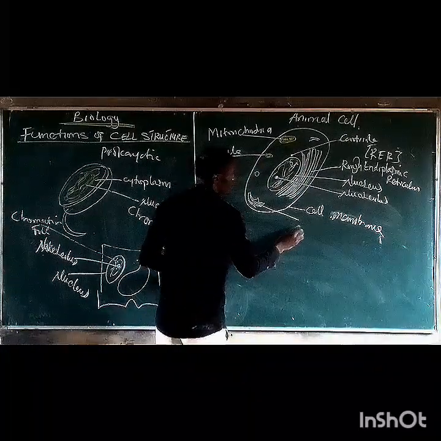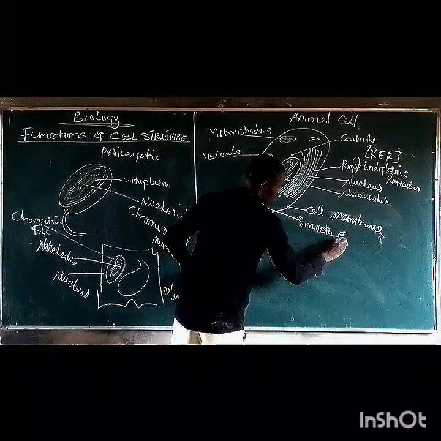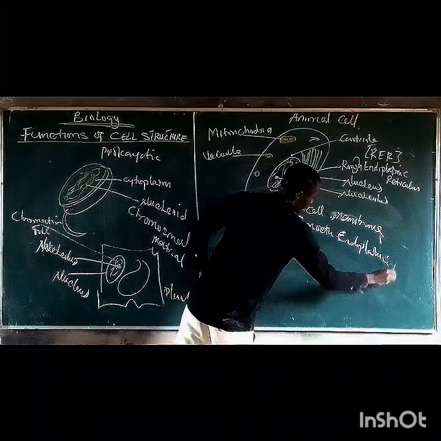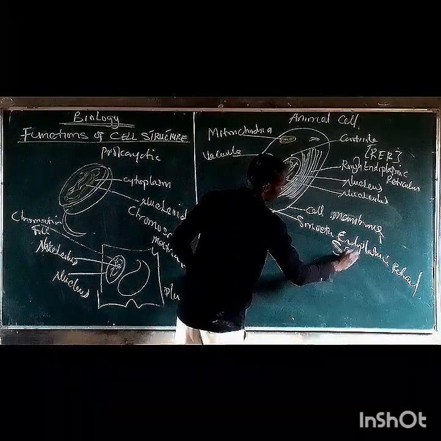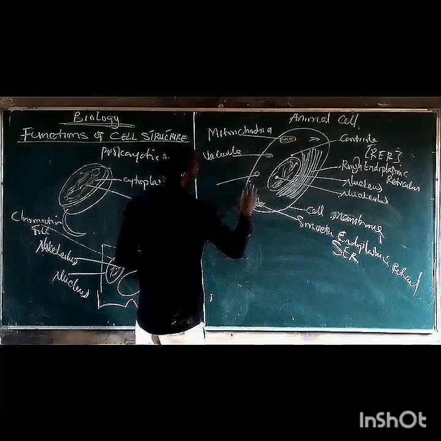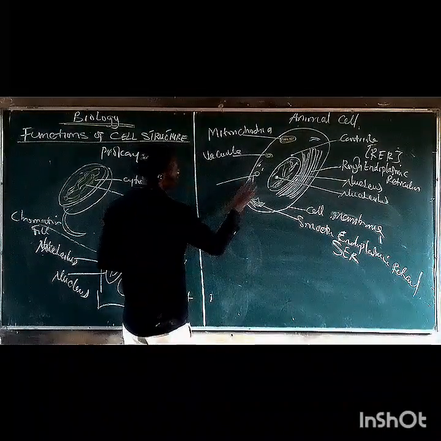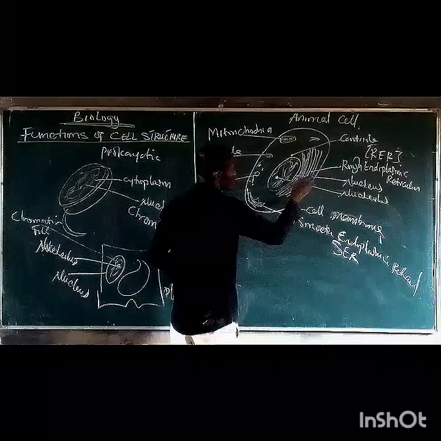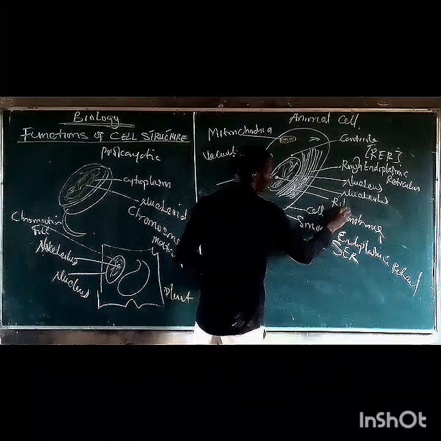Then we can have the smooth endoplasmic reticulum, which is known as SER. Then we can call this the inside here. Inside here we can call this place ribosome. The ribosomes will be here. The ribosomes are found on the rough endoplasmic reticulum. So we have ribosomes.